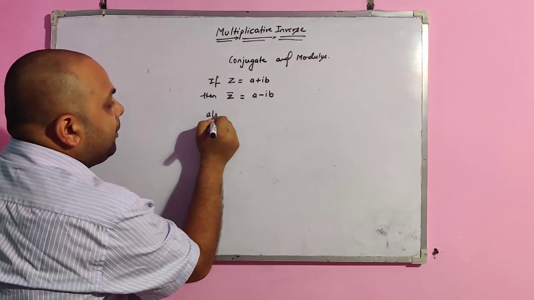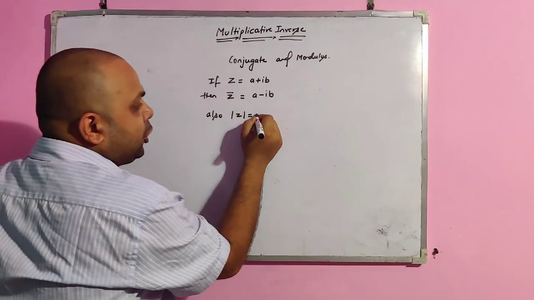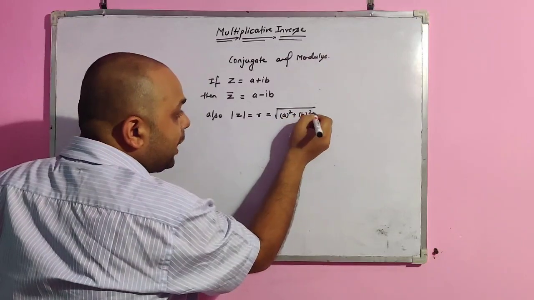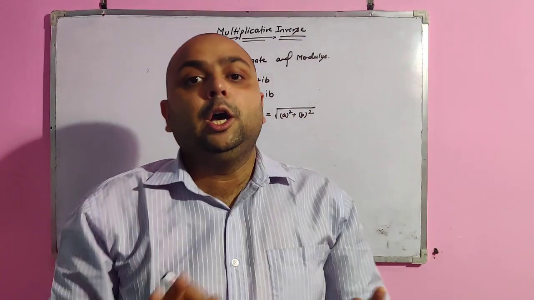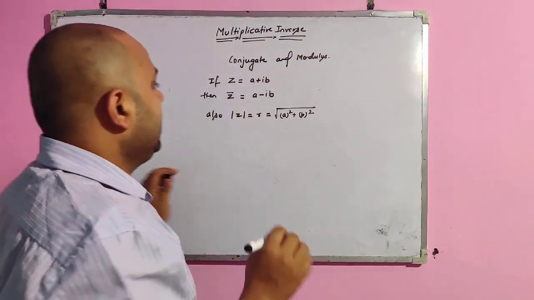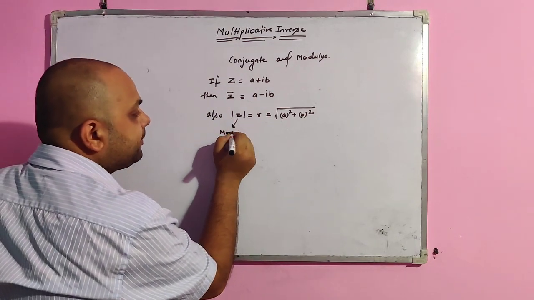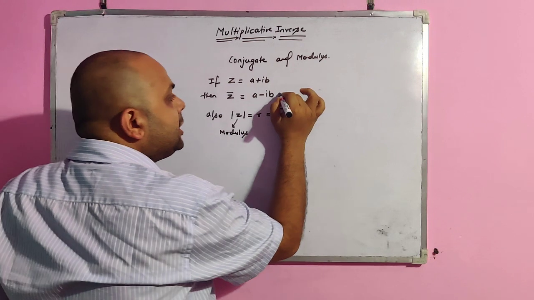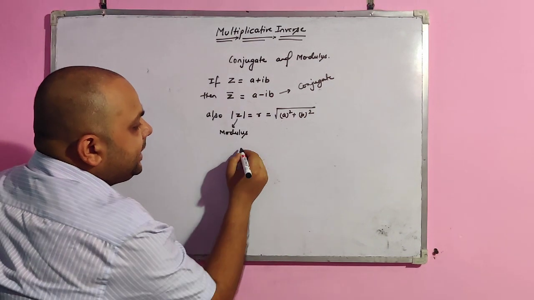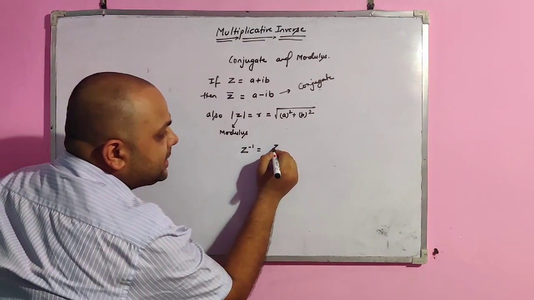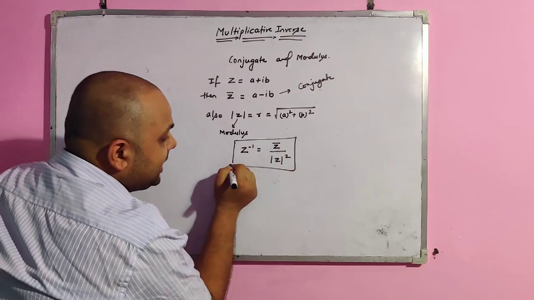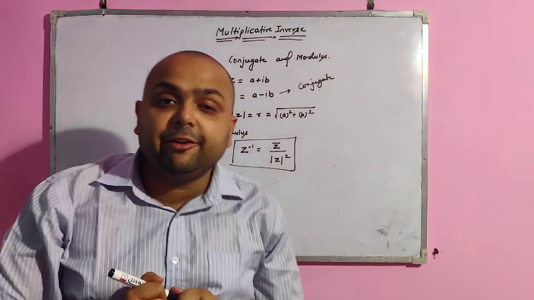Also, the modulus of Z, which is also indicated by R, is equal to the square root of real part square plus imaginary part square. Only the coefficient square we are taking. No symbol we will take and no iota we will take here. So this is the modulus and this is the conjugate. So now to calculate multiplicative inverse, the formula is conjugate upon mod of Z whole square. This is the formula related to multiplicative inverse.